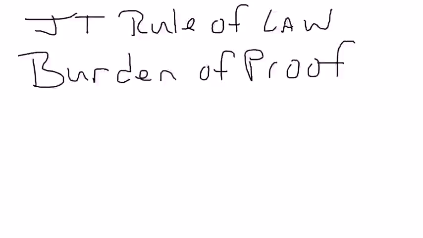Today's JT rule of law is the concept of burden of proof. In litigated matters in the United States, the party bringing the action, whether it's the prosecutor in a criminal case or the plaintiff in a civil case, has the burden to prove that they're entitled to a ruling in their favor, and the burden that they have to reach in order to be victorious will be different depending on whether it's a criminal case or a civil case.